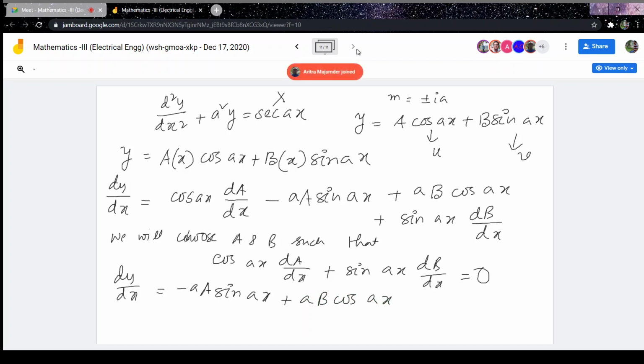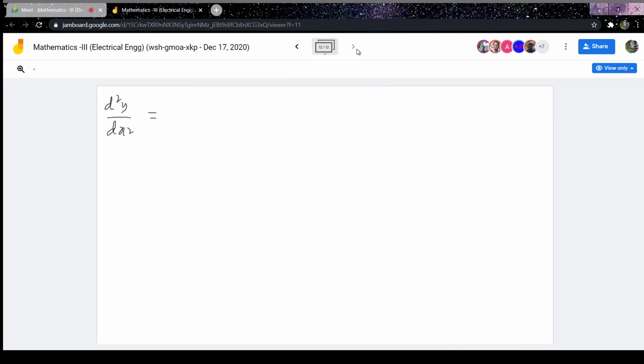I have to differentiate once more. Okay, dy dx, I have to write down here. dy dx is minus a sin ax plus b a cos ax. So I will differentiate with respect to x another time.